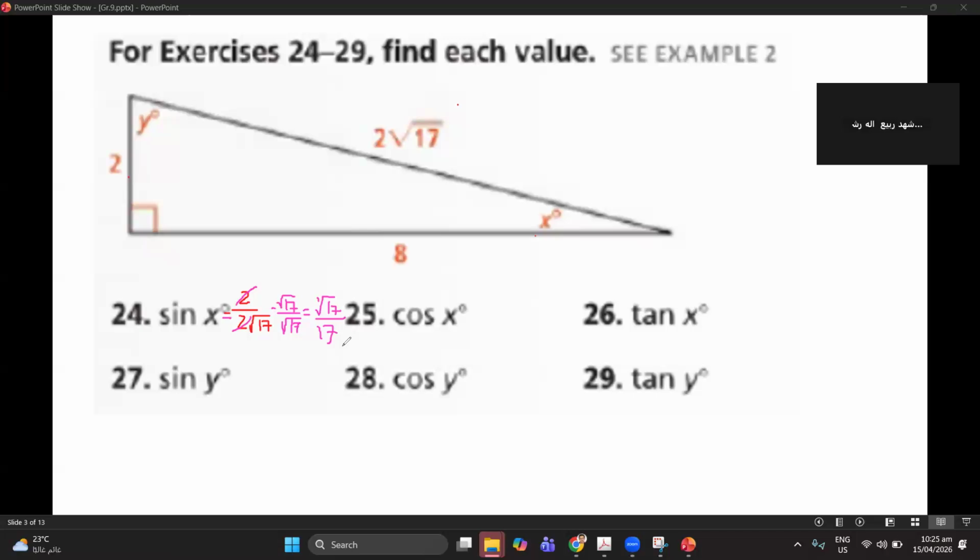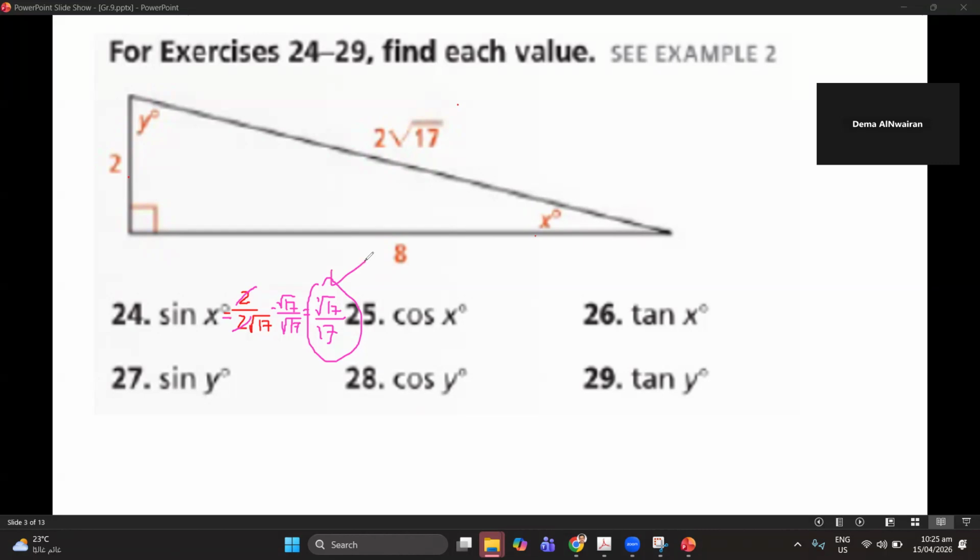Miss, I just divided 2 over 2 square root of 17. Yes. See, miss, I want to show you something. That's why, from where the calculator got this number, I want to just show you. So the calculator gives you this answer. I want to show you from where we got this answer.